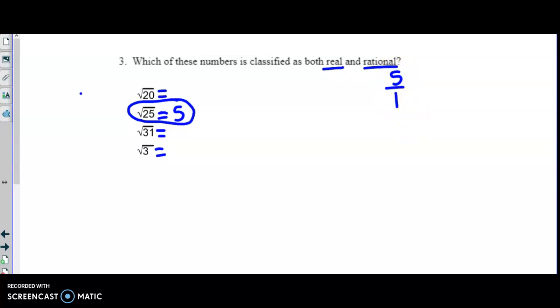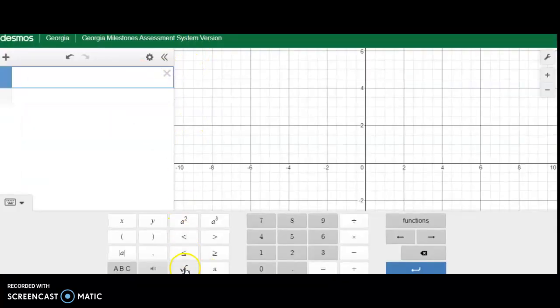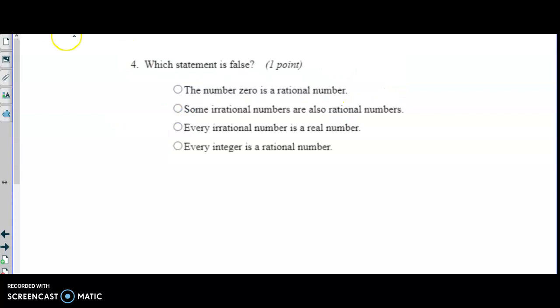These others are all going to be irrational because if you type them in, we're not going to type all of them in, but if you type in the square root of 20, it's a decimal that never ends and never repeats, so that's irrational. If we did the square root of 3, it never ends and it never repeats. That's also irrational. So just because you see the square root symbol, it does not automatically mean it's irrational. You need to solve it and see if it's a nice number or not.